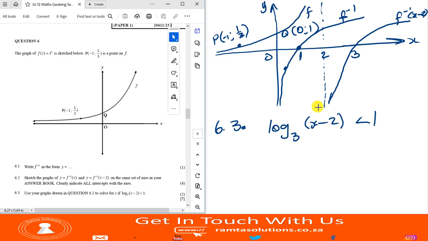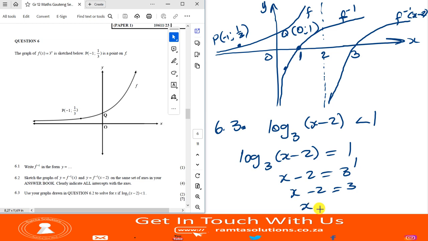Now, I want you guys to know something. What you need to know first is this: what is this x value when this is equal to 1? That means we have x minus 2 equals 3 to the 1. Therefore, x minus 2 equals 3. So x equals 5, isn't it? Guys, pay attention here.